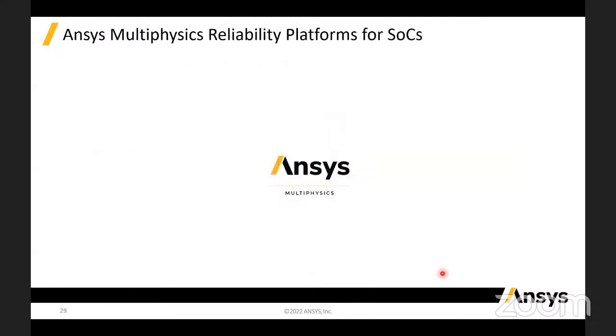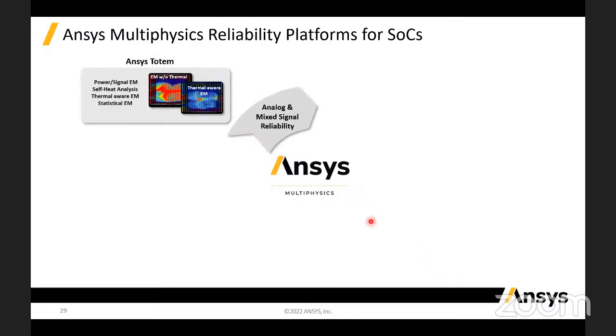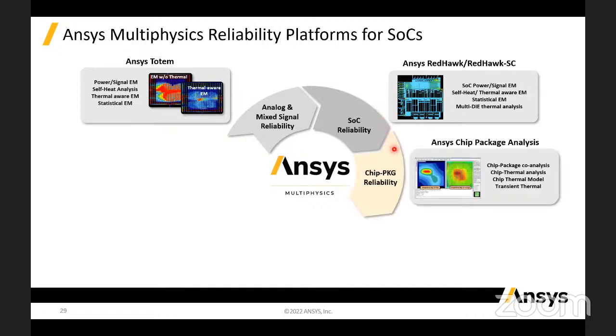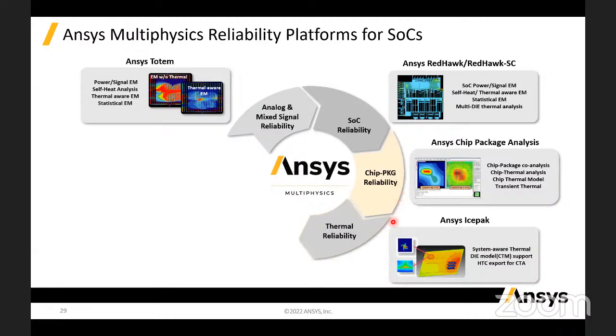Now let's look at how Ansys multiphysics platforms can address these reliability challenges in advanced semiconductor designs. The IC designer can use Ansys Totem to perform analog and mixed signal reliability simulation. These can range from the analysis of power and signal electromigration, self-heat analysis, thermal aware electromigration, and statistical EM budgeting. At the SoC level, you can use Ansys RedHawk-SC to perform the reliability simulations. For chip package reliability, the designer can use Ansys chip package analysis. For thermal reliability, the designer performs a system-level thermal simulation in the ISPAC environment.